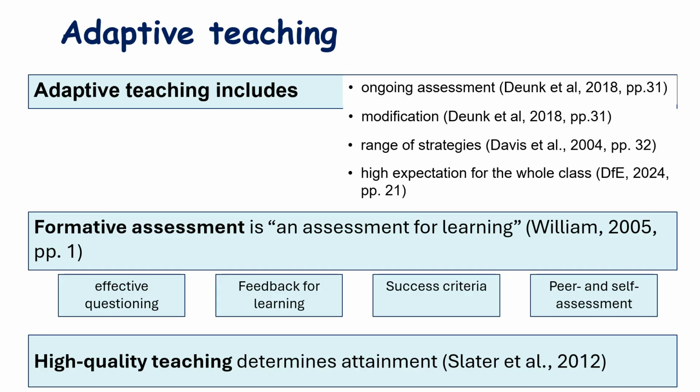Formative assessment and adaptive teaching are intrinsically linked. According to Wiliam, formative assessment, assessment for learning, is a process of collecting information about students' current understanding, while adaptive teaching is the process of adjusting instructions, explanations, and tasks in response to that information. So, assessment provides the evidence for the adaptive teaching that follows.